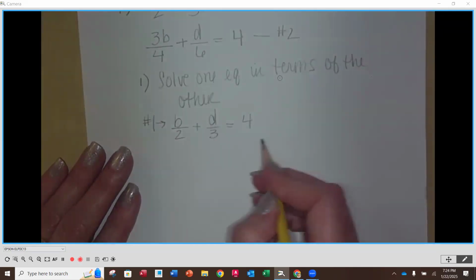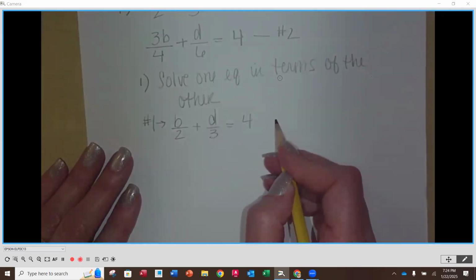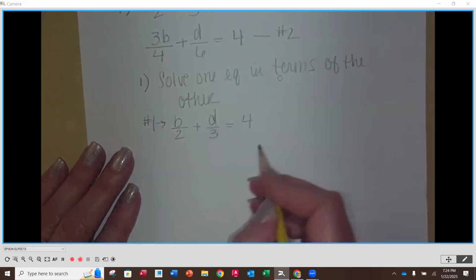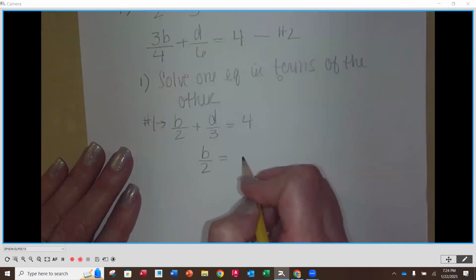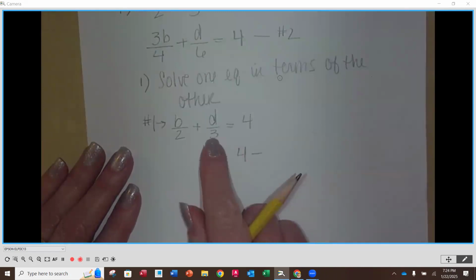First I'm going to take my d over 3 and put it to the other side. Because it's added over here, I'm going to subtract it on the other side. So I'm going to have b divided by 2 is going to be equal to 4 minus.